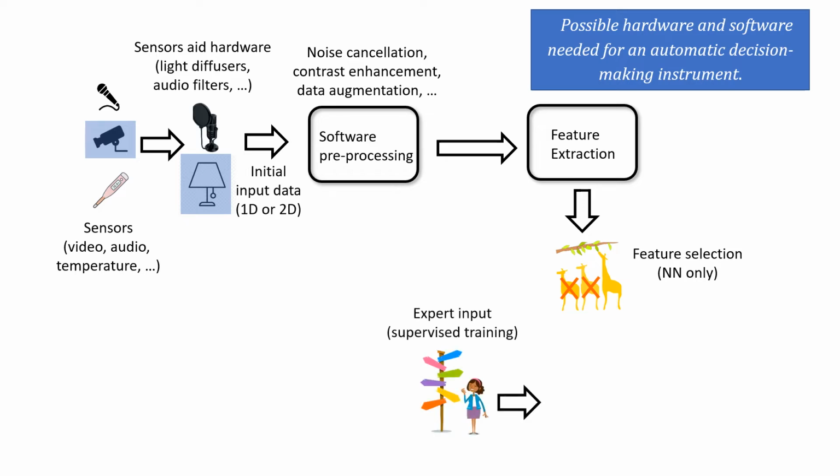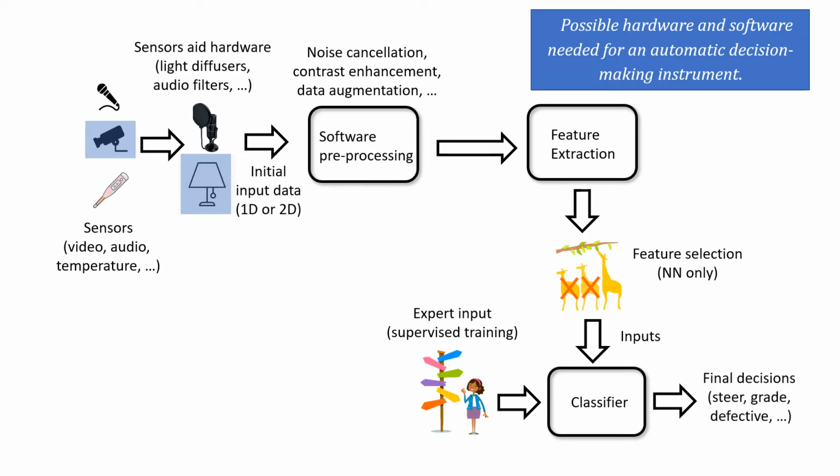a good classification accuracy. In supervised training, we have information about the classes given by an expert, with the inputs labeled by the expert and the inputs coming from the features. We can train a classifier. For example, we can use a support vector machine to obtain our final decisions.